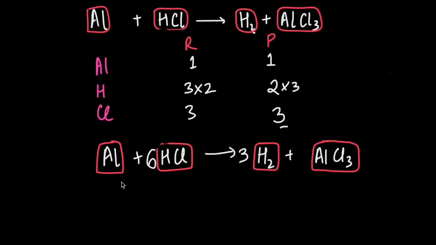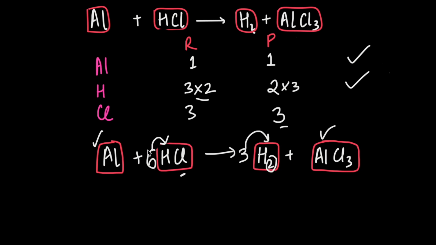Once again, we'll review the equation to see if all the atoms are balanced. So let us begin from aluminium. Aluminium on the reactant side, we have 1 atom and 1 atom here. Aluminium is balanced. Hydrogen, we have 6 atoms of hydrogen on the reactant side, and on the product side, we have 2 inside the box and 3 outside. That makes it 6 on the product side as well. That means hydrogen is now balanced.